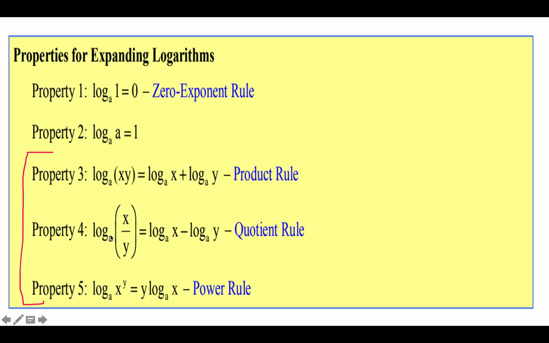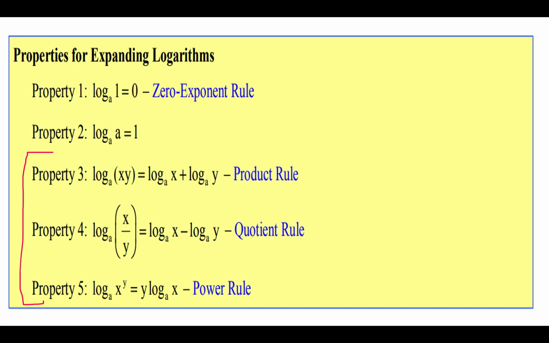Now, a could be any number. You might not have any number there. That's completely fine. Remember, x could be any number, y could be any number, or I can give you a combination of variables and numbers. It could be any combination.